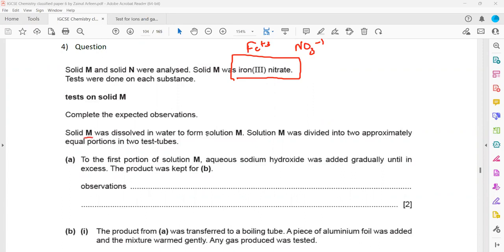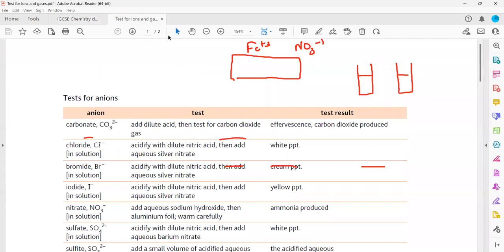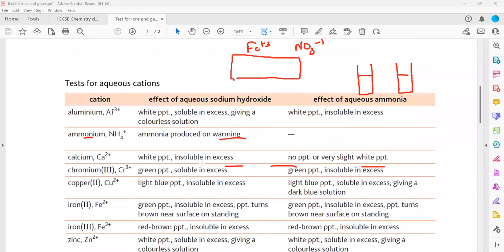Solid M was dissolved in water to form solution M. So first it was solid and now we have a solution. It was divided into two equal portions. So we have two equal portions of solution M which contain iron 3 ion and nitrate ion. To the first portion, sodium hydroxide was added gradually until in excess. If we add sodium hydroxide and we have iron 3 ion, what is the observation? Red brown precipitate, insoluble in excess.